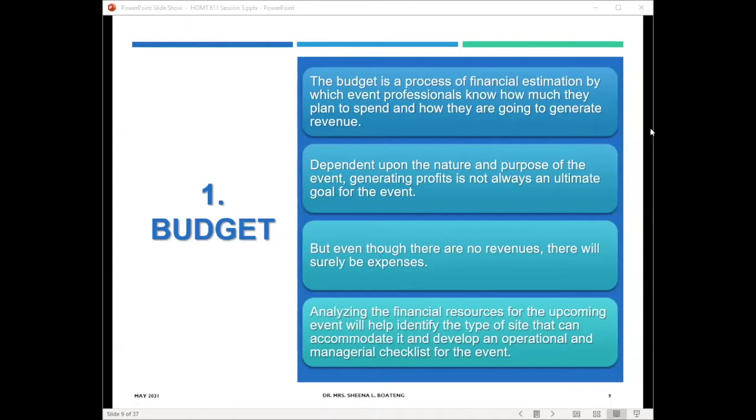Now, we all know what budgeting is, right? It is the process of financial estimation by which event professionals such as yourselves know how much they have to spend and then try to plan on how they are going to allocate this amount that they have to spend.